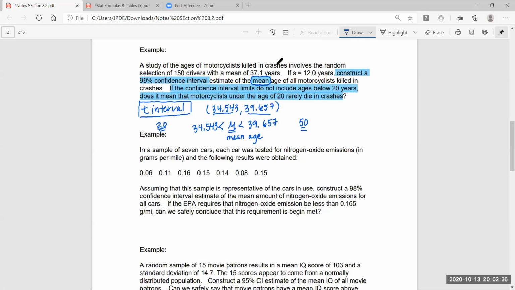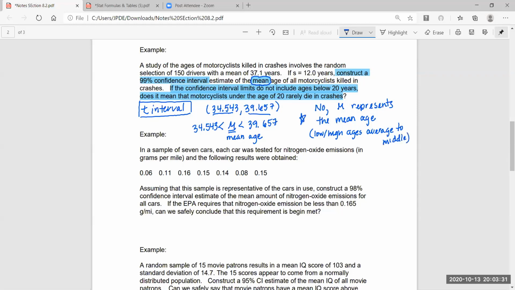So when we answer it, does it mean that motorcyclists under the age of 20 rarely die in crashes? I think your common sense tells you no. The reason, though, is because mu represents the mean age, the average age. This is giving you an average age, not an individual age, okay? Even if you wanted, you could say low and high ages average out, or average to middle, okay?